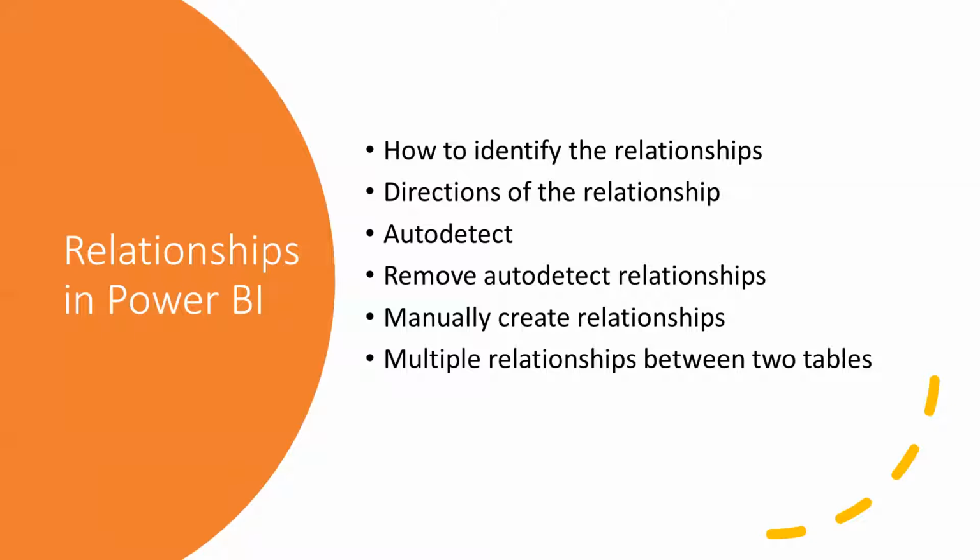Then comes removing auto detected relationships. If the detected relationship isn't right, and we do not want this relationship to exist, we need to switch off that feature. So how could we do that? Then there is manually creating relationships. If we are not satisfied with the relationship that the Power BI engine has detected, and we want to create some manual relationships, then we could use this option.